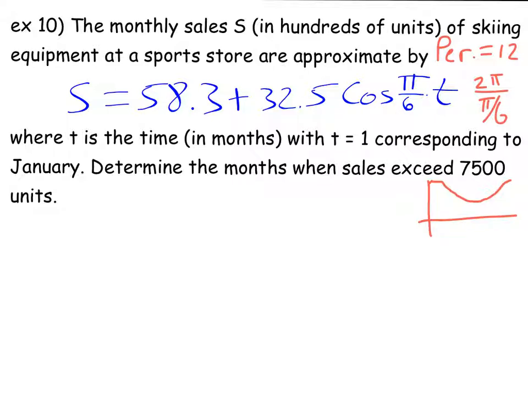We are concerned with the 2 points, and we should find, if the data really does follow a cosine model, 2 points in the year where the sales will hit 7,500 units, and the time in between should be when it exceeds.